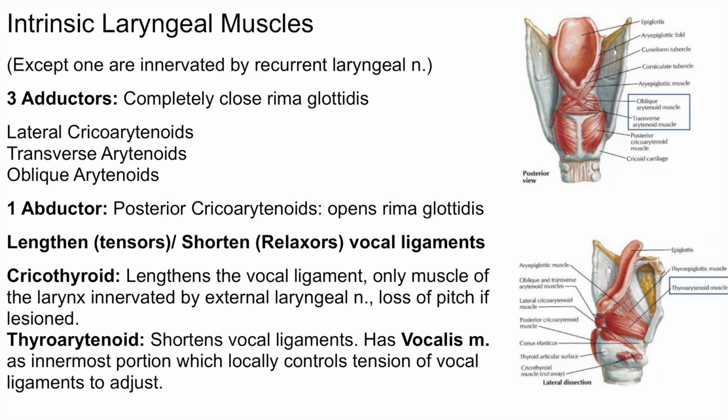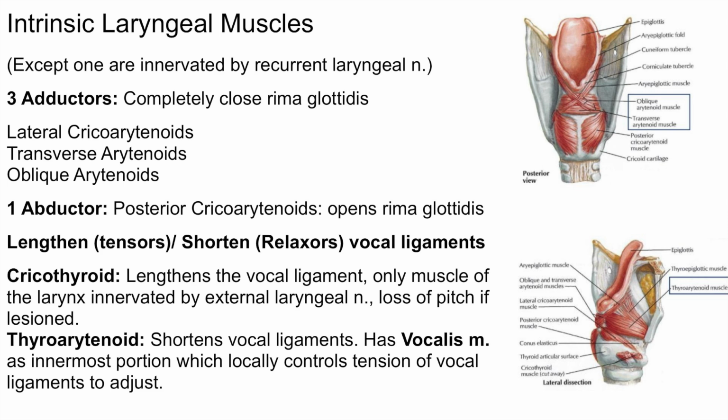So the clean functional map is going to look like this. Adductors are going to close your cords for phonation or protection. Posterior cricoarytenoid is going to be the only one opening your vocal folds, and that's going to be for breathing. Then you've got your cricothyroids, which are going to be tensing the cords, and that's for your high pitch. And then you have your thyroarytenoid and vocalis muscle, which is going to relax and fine-tune. So it's going to be your low pitch and precision.